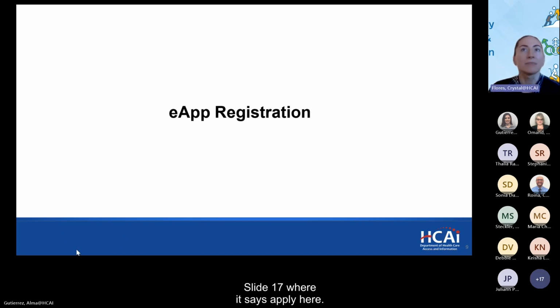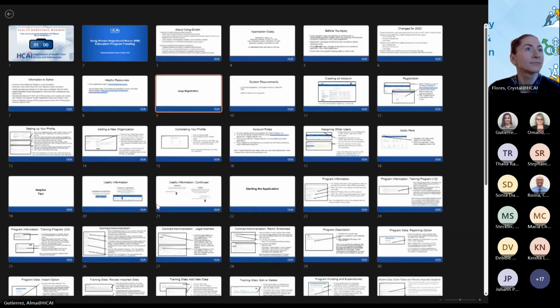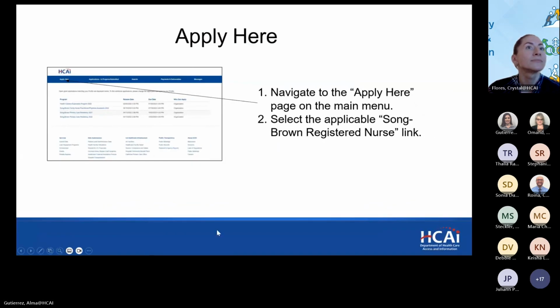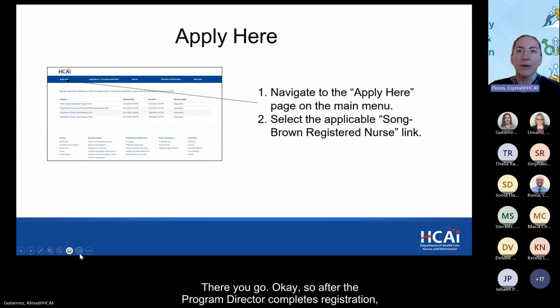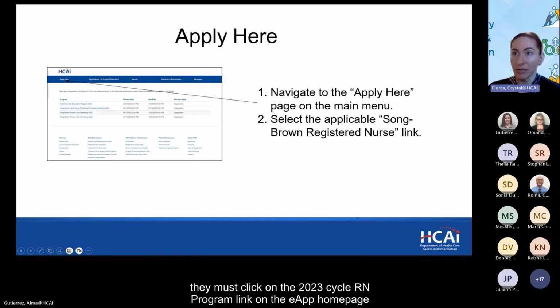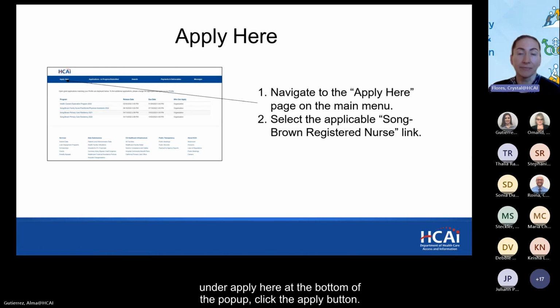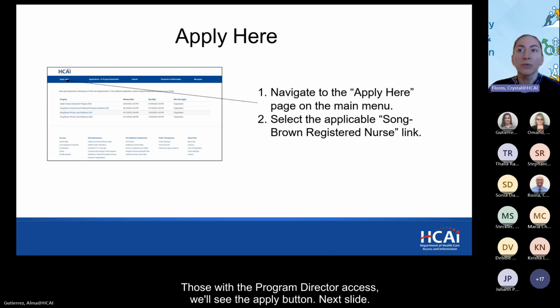Okay, and so now we're going to skip ahead to slide 18. Slide 17, where it says apply here. Okay, so after the program director completes registration, they must click on the 2023 Cycle RN program link on the eApp homepage under Apply Here. At the bottom of the pop-up, click the Apply button. Those with the program director access will see the Apply button.